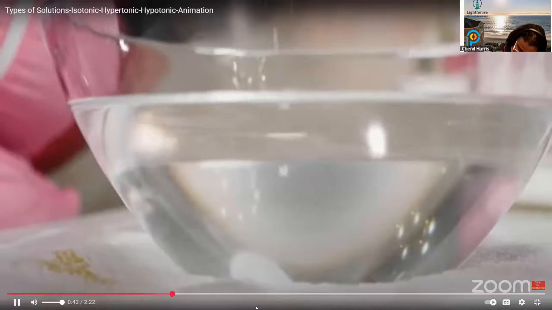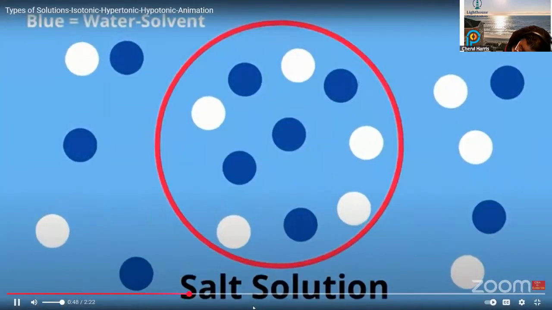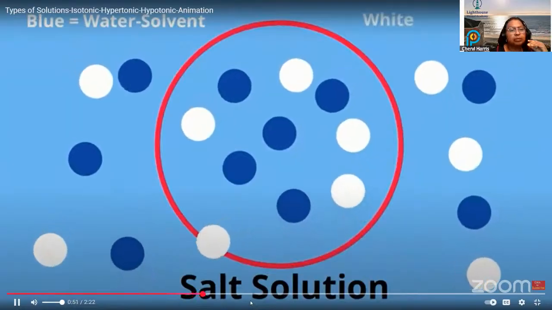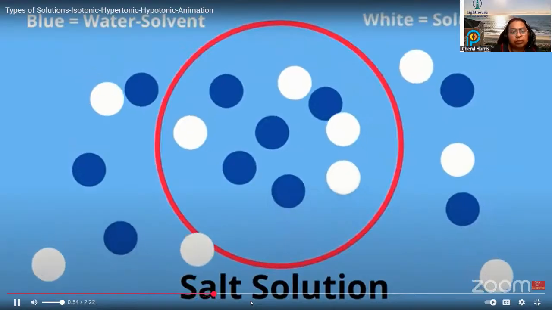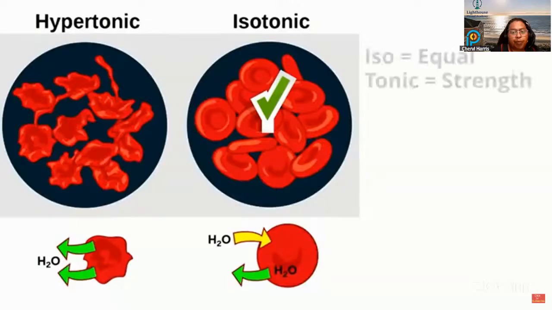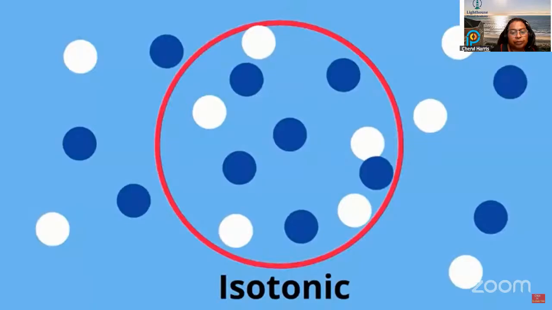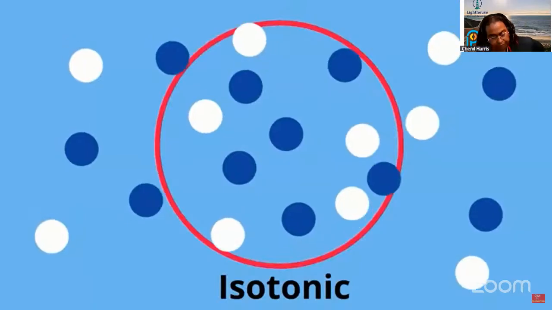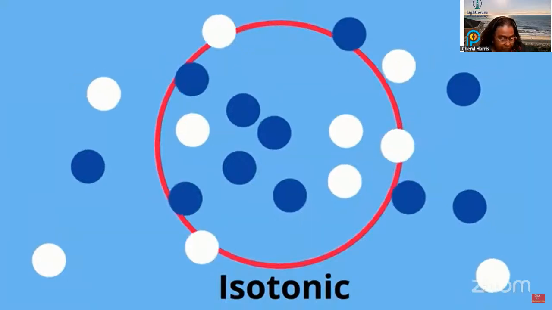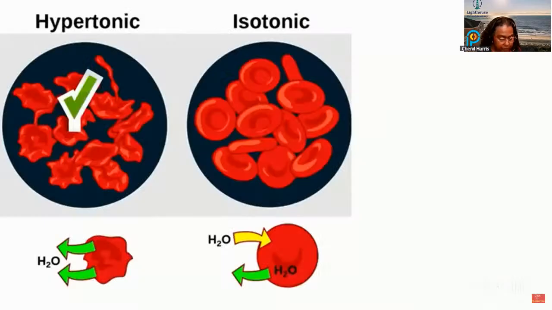Now, in our example, we're going to use salt water. In the example, the blue circles is the solvent, water, and the white circles are the solute, salt. An isotonic solution is equal. Iso meaning equal, and tonic meaning strength. So the solute and the solvent will travel in and out of the cell equally, and the cell will stay the same. It's equal.